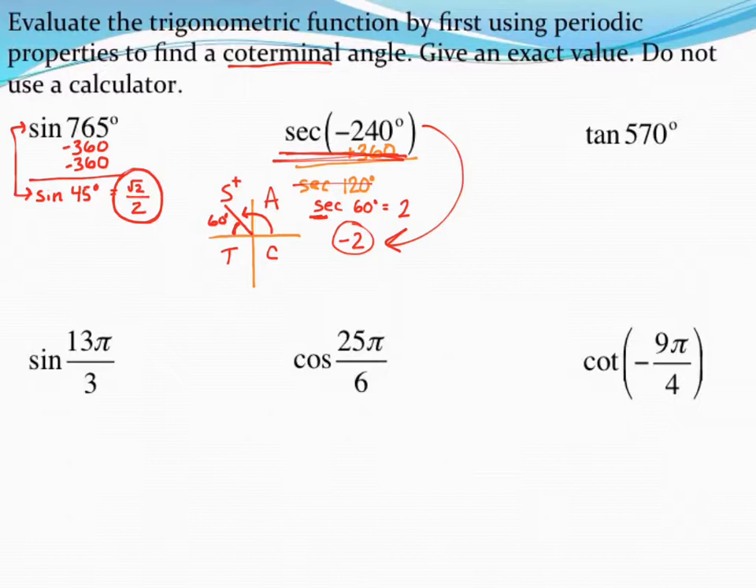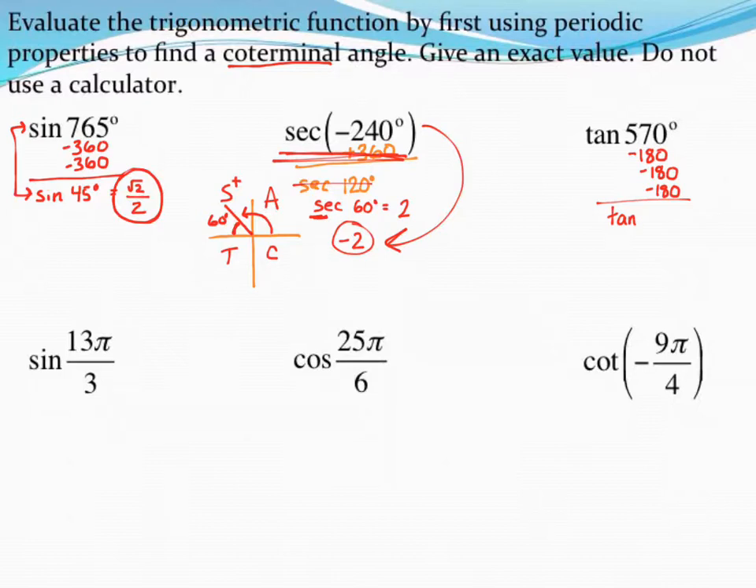Okay, let's try tangent of 570. Recall that tangent had a separate period. It wasn't 360. The period of a tangent function is actually just 180. So you don't need to subtract 360. You can go by smaller increments. I've done this one ahead of time, and it turns out that if I subtract 180 3 times, remember you can do it as many times as you want to, that's enough to get me down to an angle that's a little more convenient.